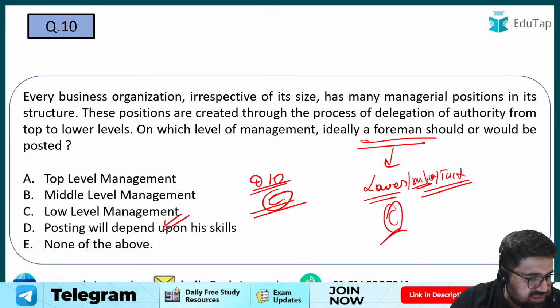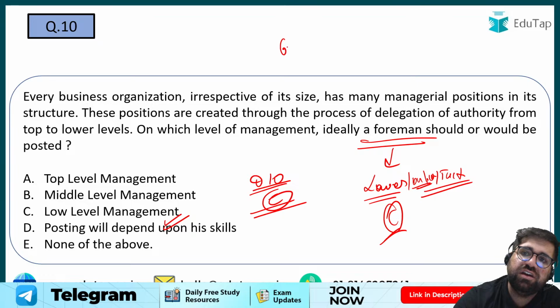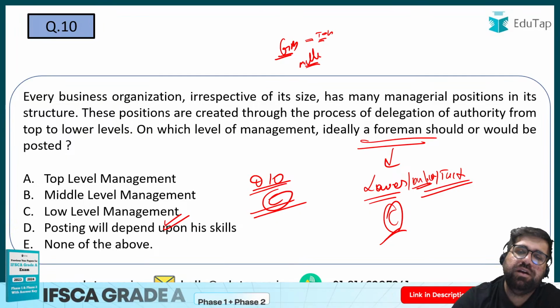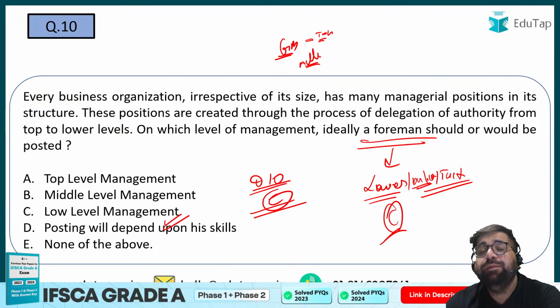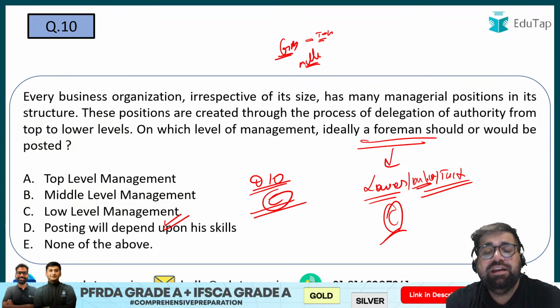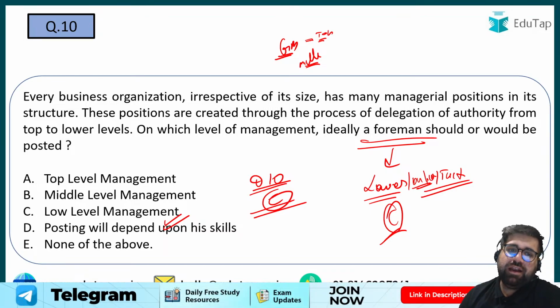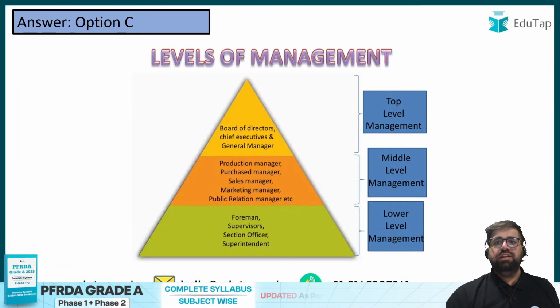Okay, low level management. And if I ask you where the general manager will come, in that case he will come at the top level. In your middle level you have all the departmental heads, for example, sales departmental head, purchase department head, inventory department head, likewise. So the correct answer will be option number C over here. C will be the right answer. So these are the levels of management.